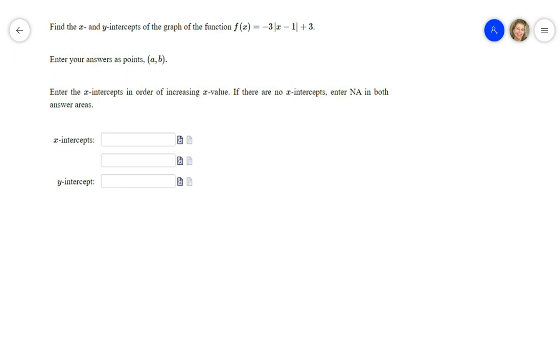For this problem, they want you to find the x and y intercepts of the graph of the function f of x equals blah, blah, blah. This is an absolute value equation. Whoops, trying to draw that. Absolute values. So I know that my graph for absolute values is usually a V. Because I've got this -3 in front of it, I know it's going to be an upside down V.